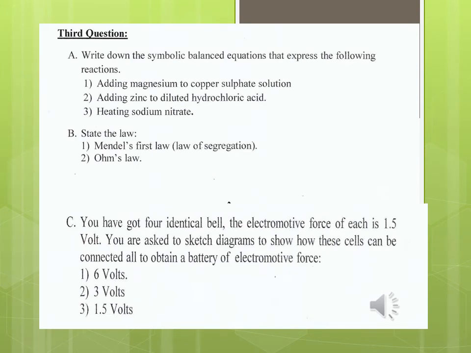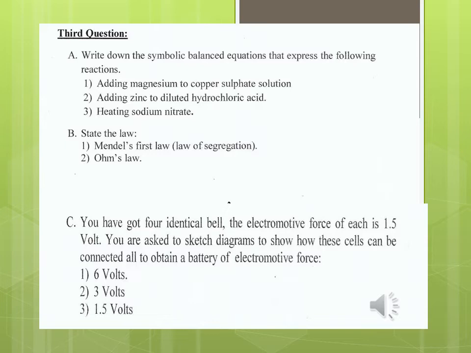Question 3. Write down a chemical equation that represents number 1, adding magnesium to copper sulfate solution. Mg plus CuSO4 gives MgSO4 plus Cu. Number 2, adding zinc to dilute hydrochloric acid, Zn plus 2HCl gives ZnCl2 plus H2.